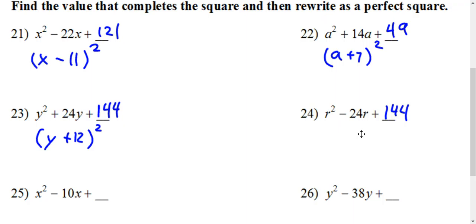So when we write this in factored form now, it will be r minus 12 squared, because half of the 24 was negative 12. That's what's going to go in the parentheses.